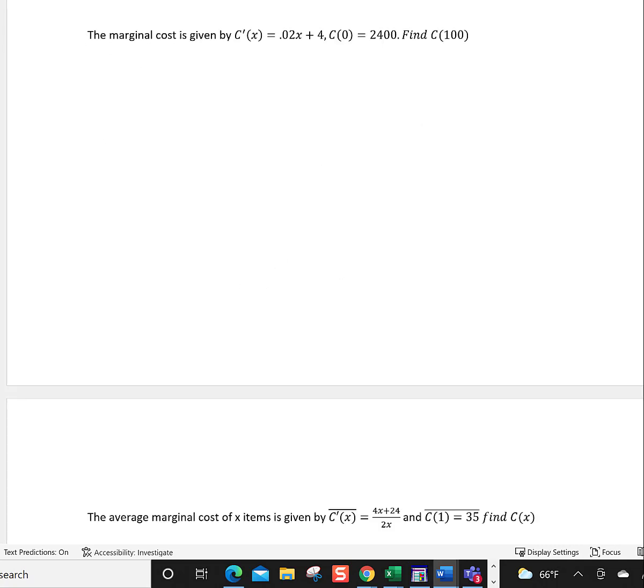In the next one, I give the marginal cost is given by c prime of x is 0.02x plus 4, and c of 0 is 2500. We want to know the cost of 100. So I'm going to integrate 0.02x plus 4 dx, and that'll give me my cost function.